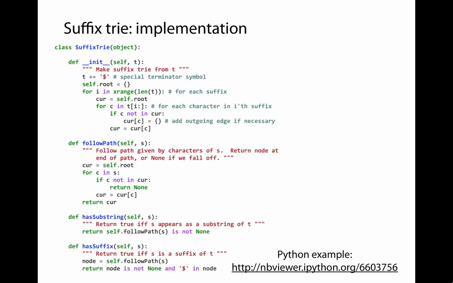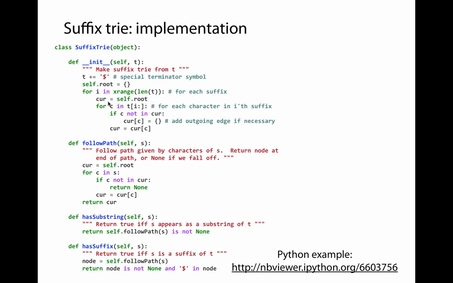So here I'm showing you an implementation of a suffix trie. It's pretty simple. It's a Python class, and this function here is the function that initializes the suffix trie. To make the suffix trie, we start with this string T. T is the text. First thing we do is add on the special terminator symbol, which is $. We'll create a root node. Then we'll iterate over each suffix, or more accurately, we're iterating over the leftmost positions of all the suffixes.